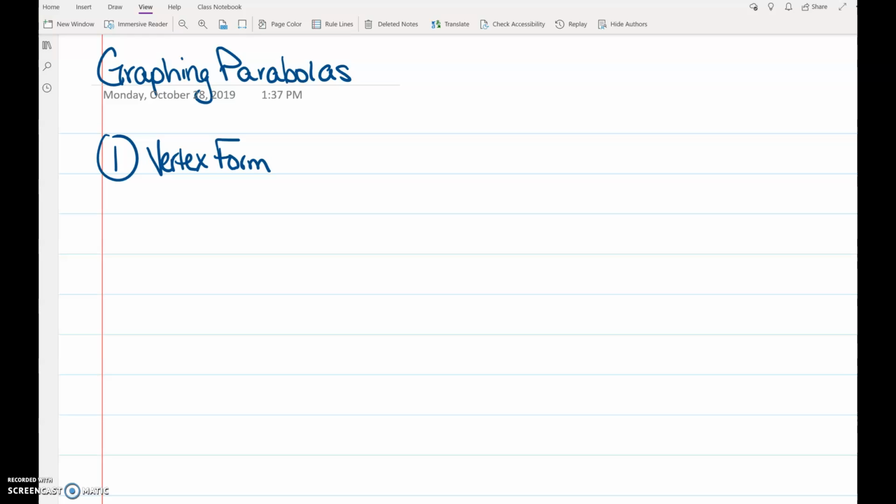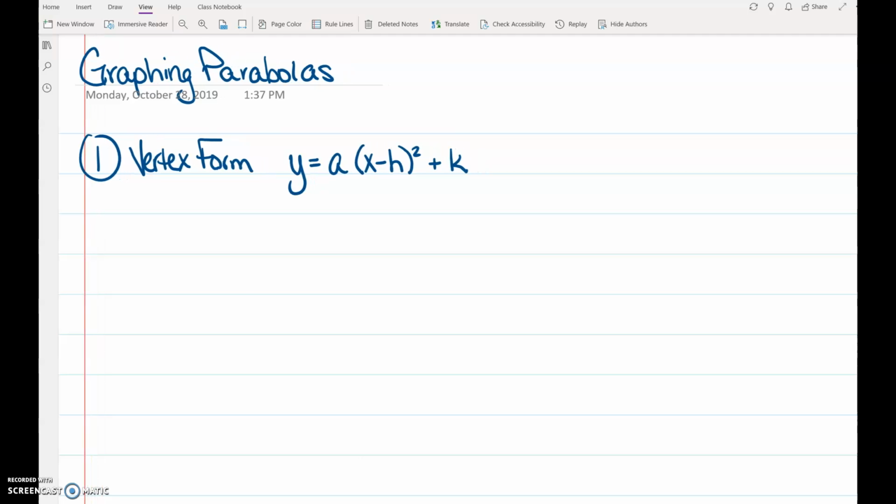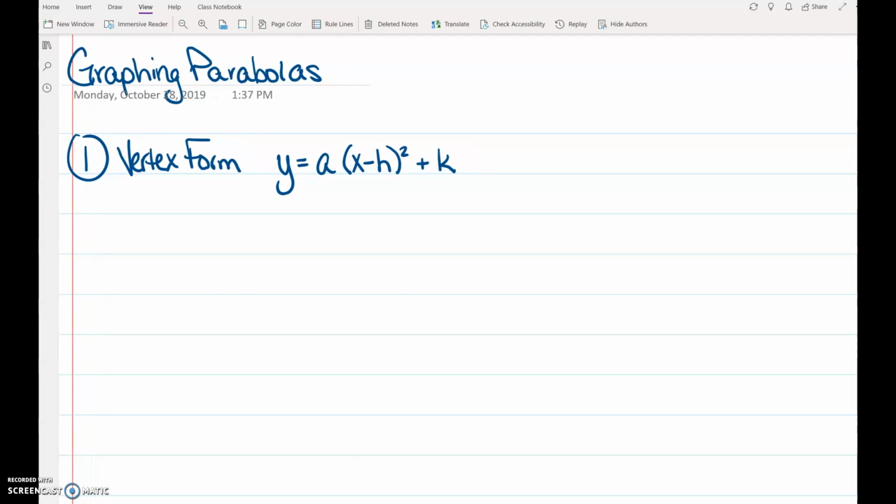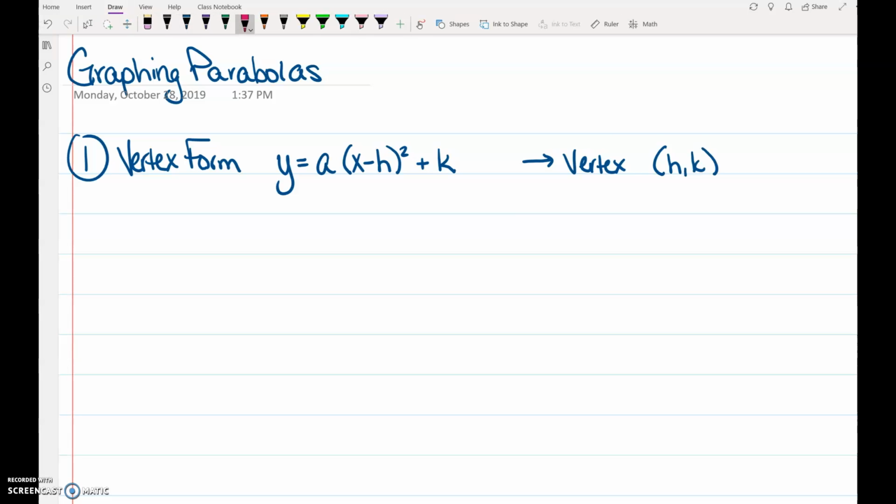The first form that we learned was vertex form. It looks like this: y equals a times (x minus h) squared plus k. When we graph a parabola that has been given to us in vertex form, your first step is to identify the vertex. The vertex is (h, k), and the one thing to note is that h is opposite.